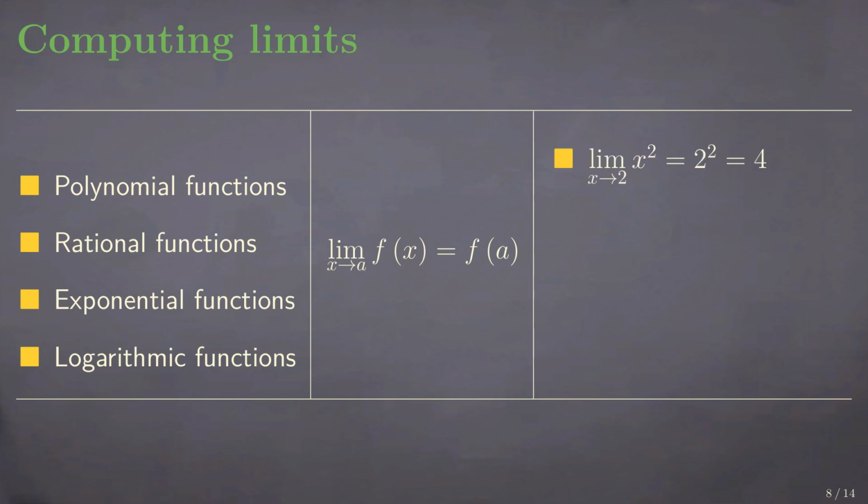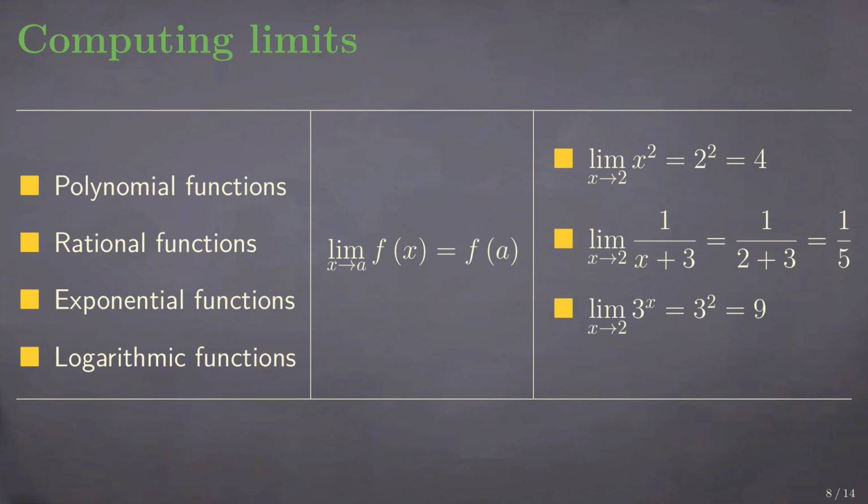So for example, the limit of x squared when x tends to 2 is 2 squared, which is 4. The limit of 1 over x plus 3 when x tends to 2, remember that 2 belongs to the domain of 1 over x plus 3, is 1 over 2 plus 3, which is 1 over 5. And similarly for exponential functions and logarithmic functions. Okay, so for now we can compute a lot of limits.